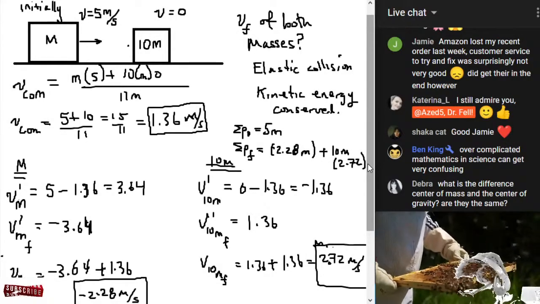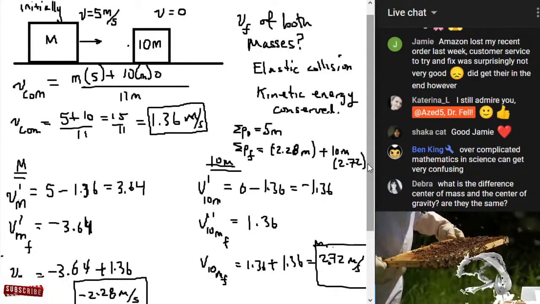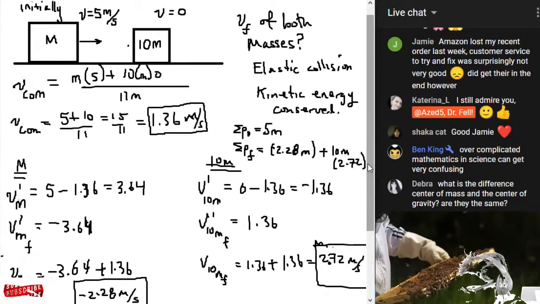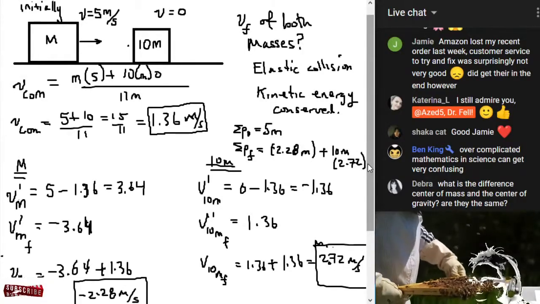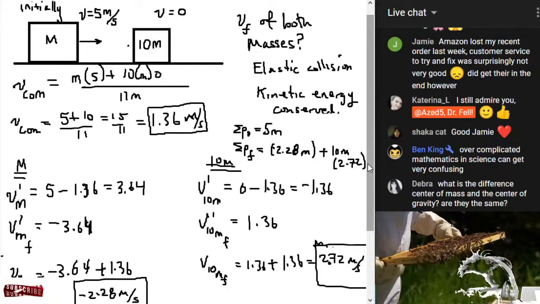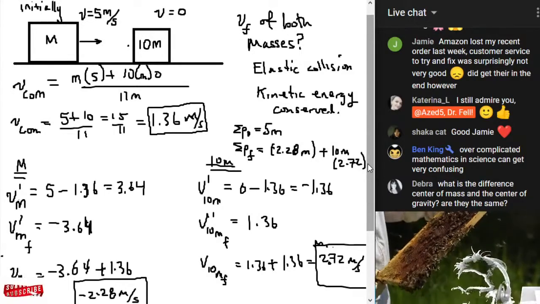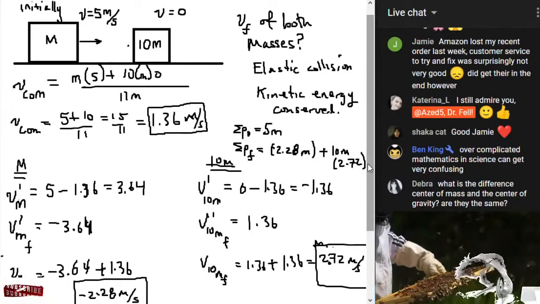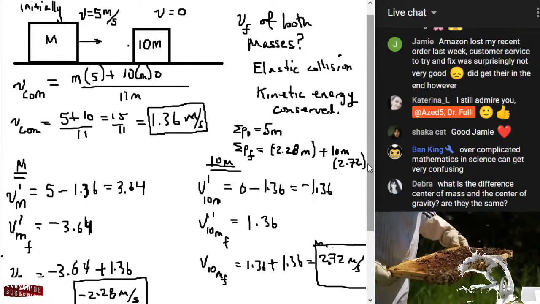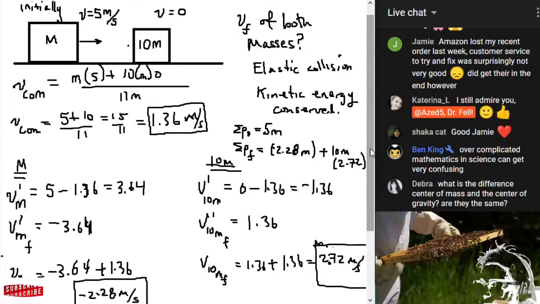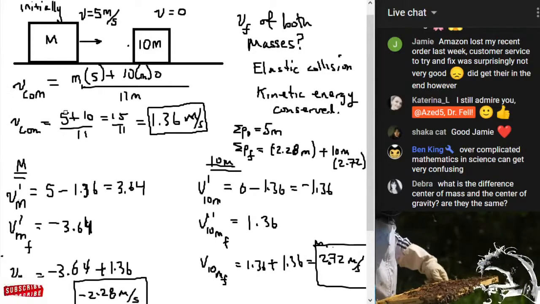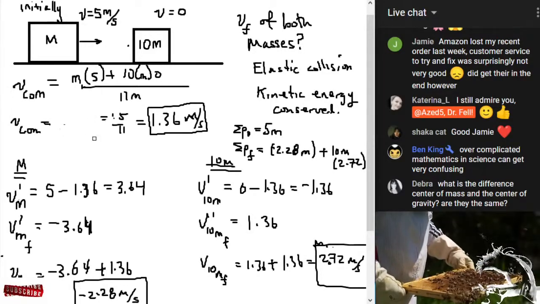So 10 times 2.72 minus 2.28. Something's seriously wrong here. I don't know what's going on with this. Okay, 5 plus 10. Oh, duh. This is what it is. I see it here. This is all wrong.